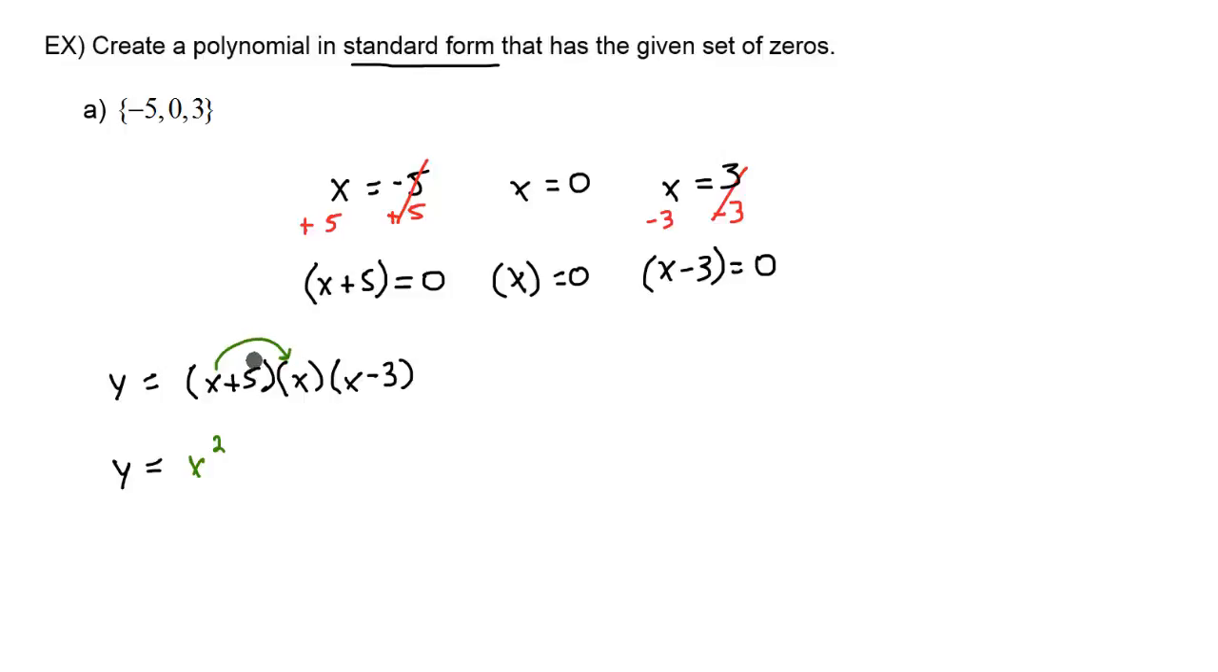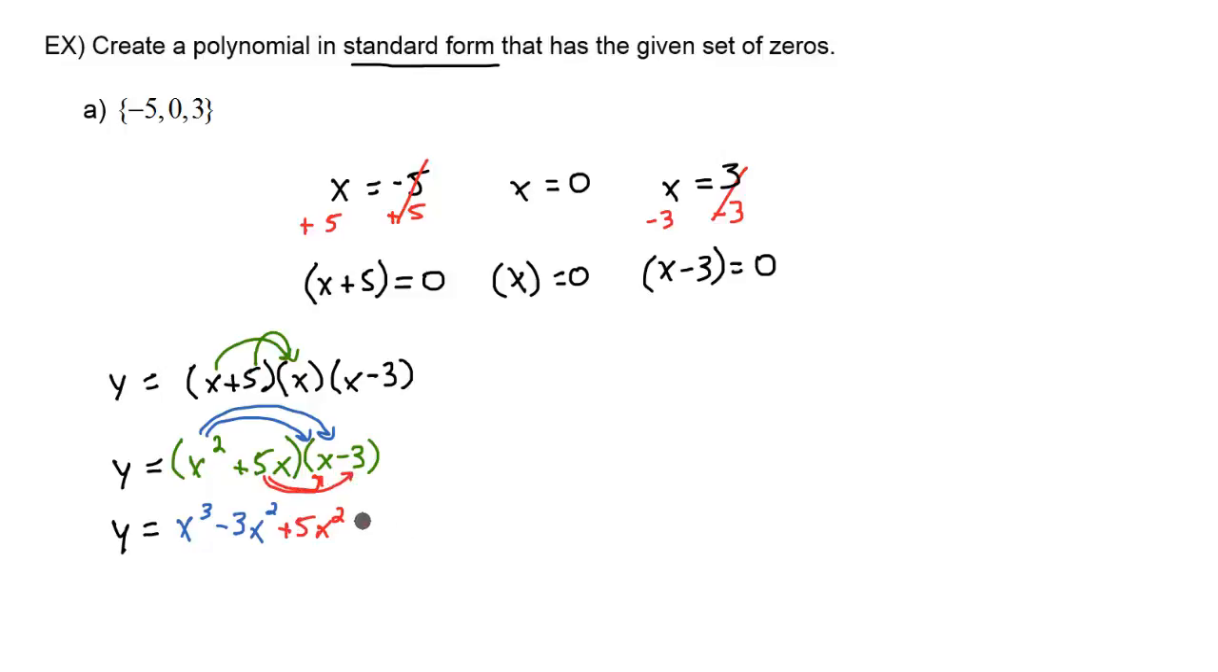And then 5 times x, that's going to be 5x. And then I'll just bring down x minus 3. So I have x squared plus 5x times x minus 3. Now I'm going to continue multiplying this out, and that involves taking x squared and multiplying it by this x. So now I'm left with x cubed. X squared times -3 will be -3x squared. And then I take 5x and multiply it by that x, so I'm left with 5x squared, and then 5x times this -3, and I'm left with -15x.